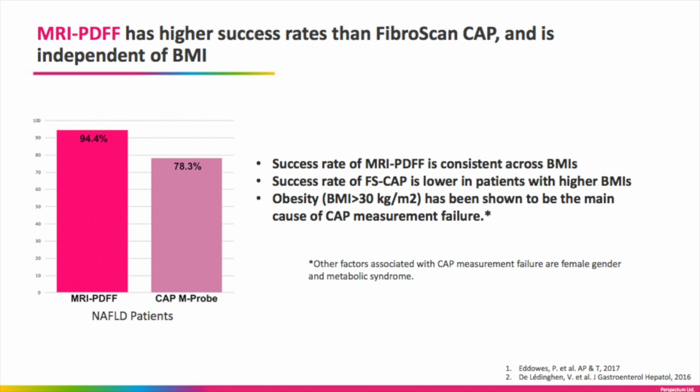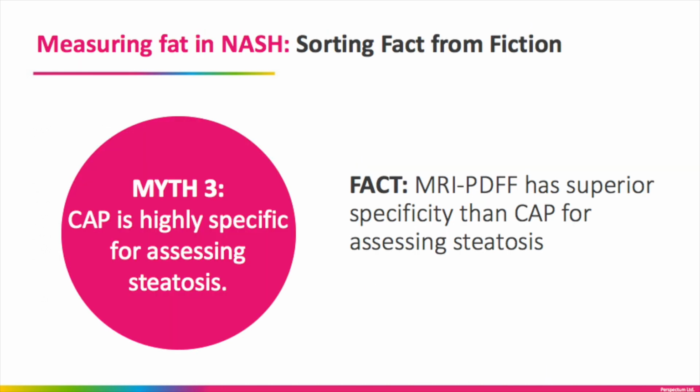BMIs greater than 30 have been shown to be the main cause of CAP measurement failure, but on top of this, other reasons for CAP failure have been described to be female gender and metabolic syndrome. Myth 3. That CAP is highly specific for assessing steatosis.